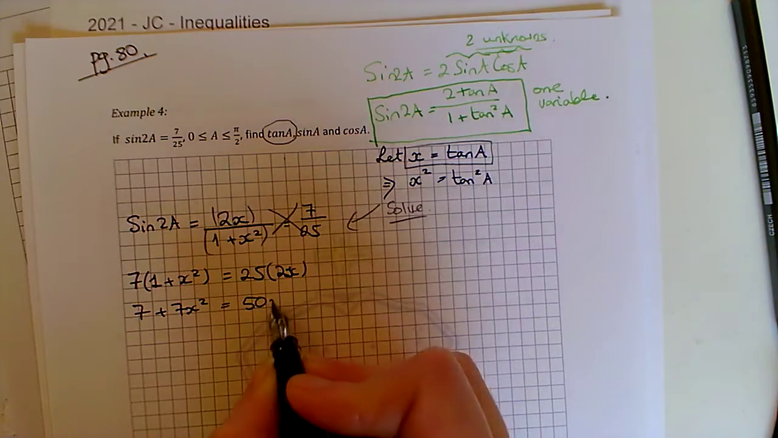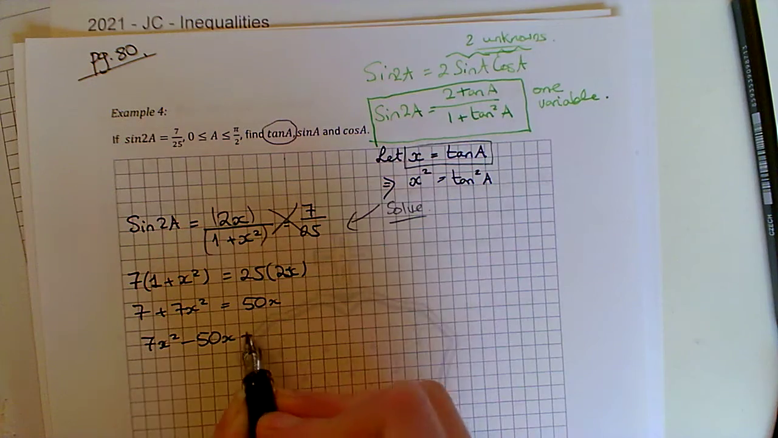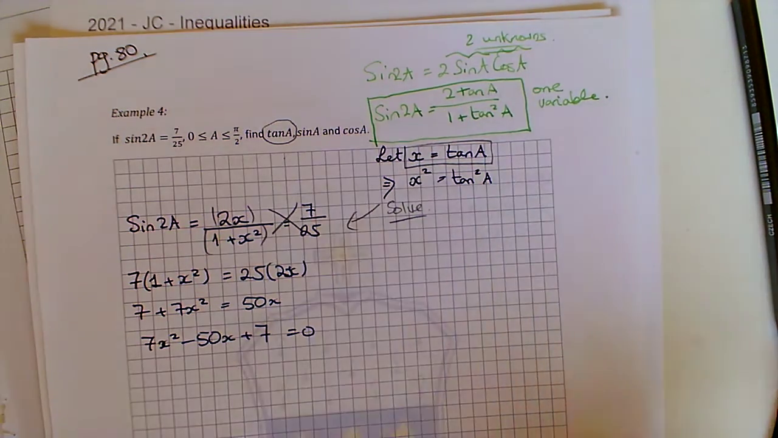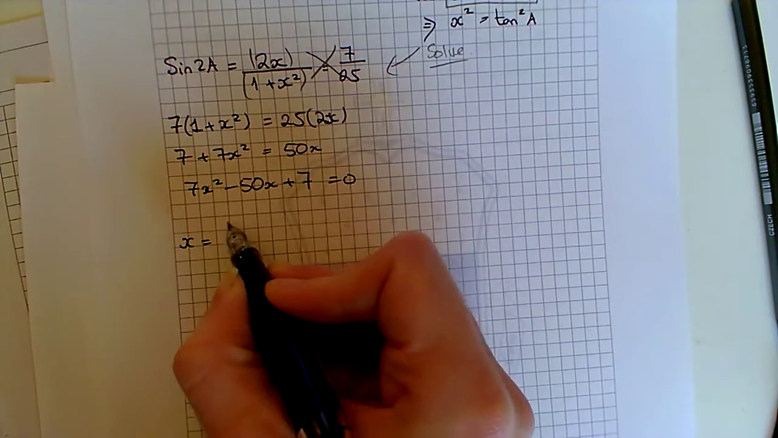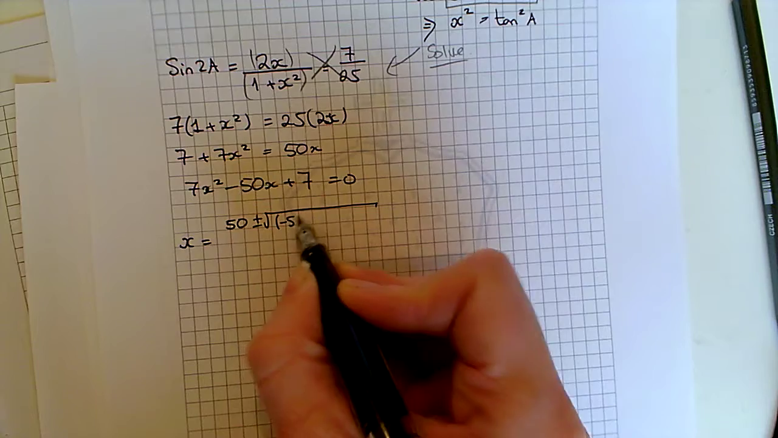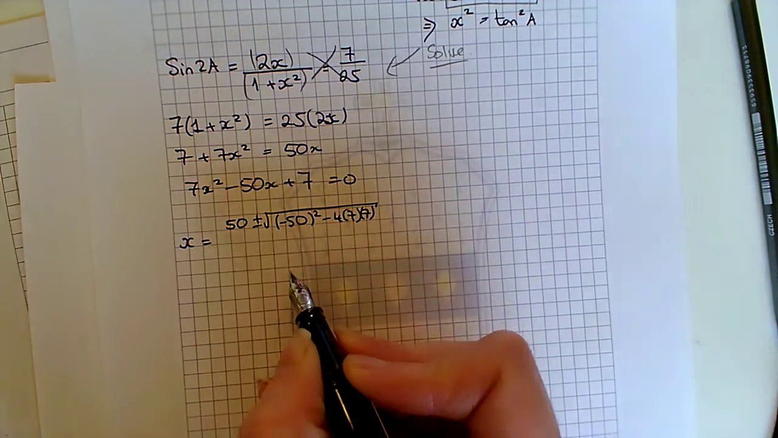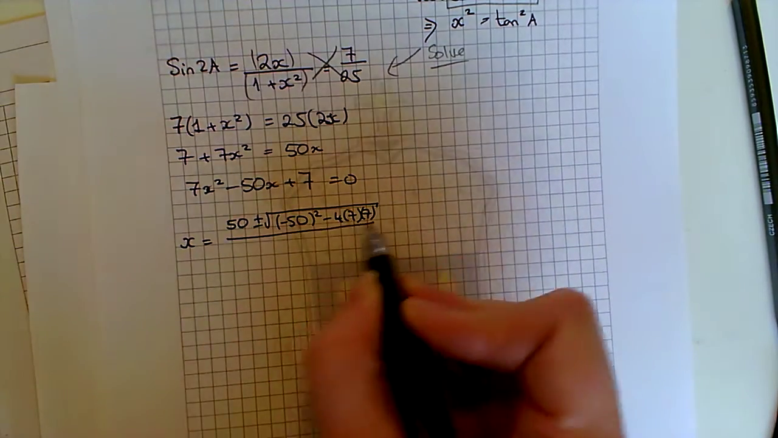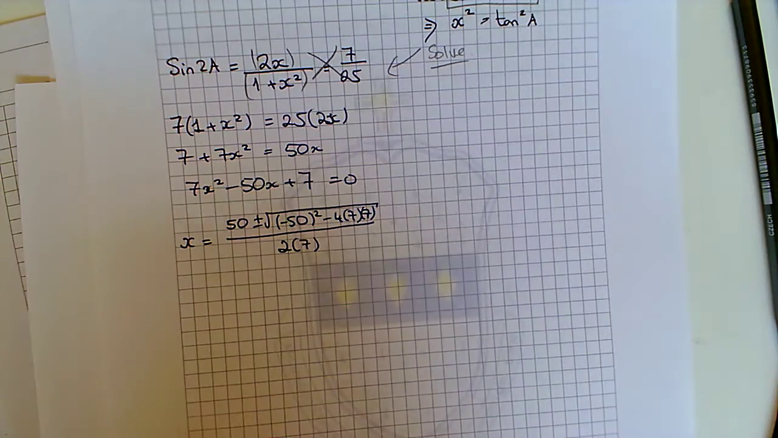and then I will bring everything to one side. 7x squared minus 50x plus 7 equal to 0. There could be factors, but let's just use the minus b formula. So x will be minus b plus or minus the square root of b squared minus 4ac all over 2a. And we'll pop that into our calculator in one go.